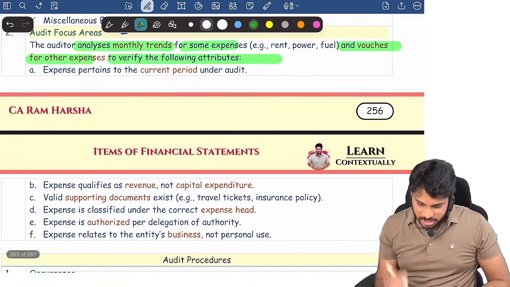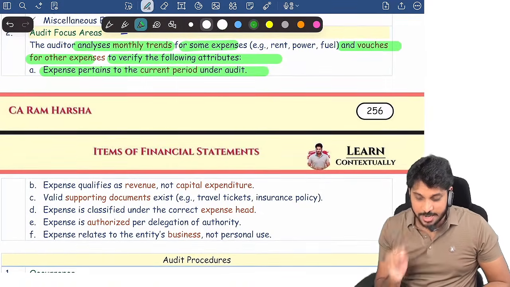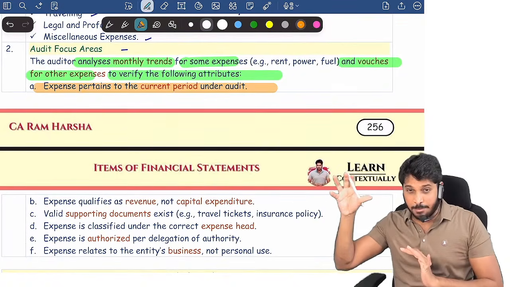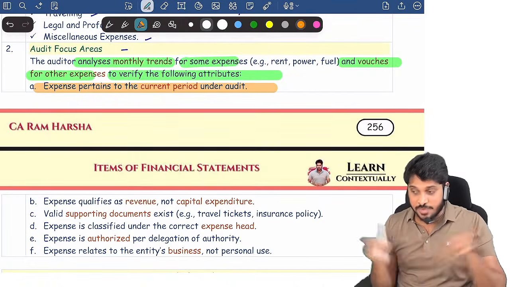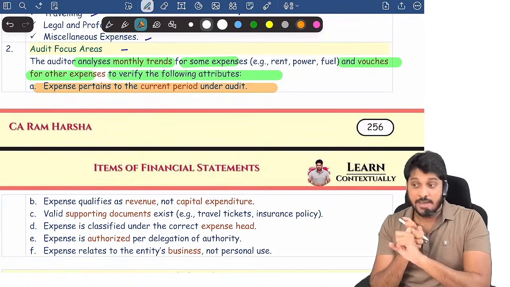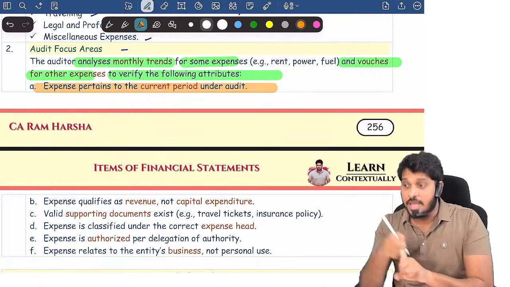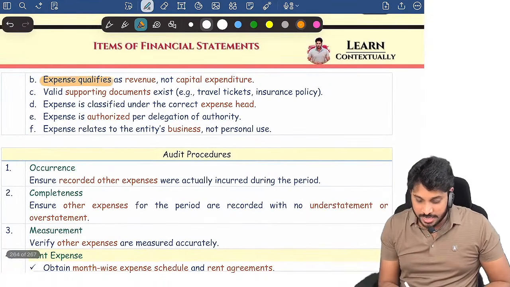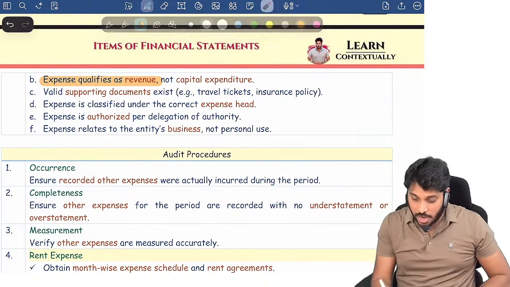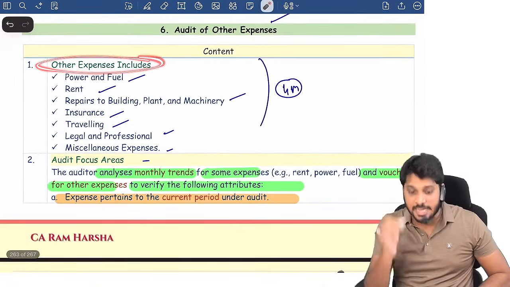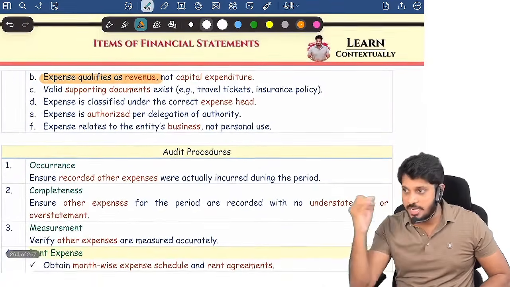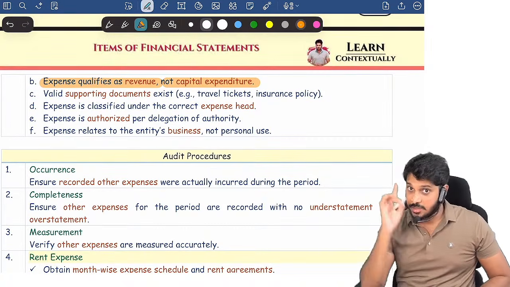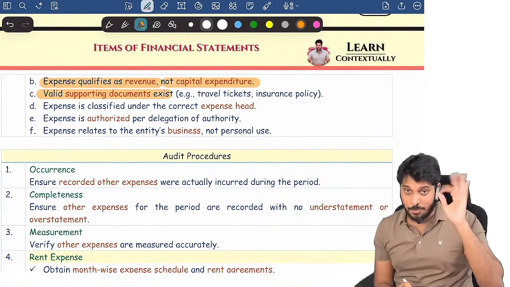First, verify whether the expense is pertaining to the current period under audit. The first point you should check is whether the other expenditure the company is accounting is related to the current accounting period. See when the benefit of that expenditure is received. If the benefit is received in the current year, it's a current year expenditure. Second, whether that expenditure qualifies as revenue. Other expenditure means a P&L item. So if you're debiting the P&L, you should check whether it is really a revenue expenditure and not a capital expenditure.